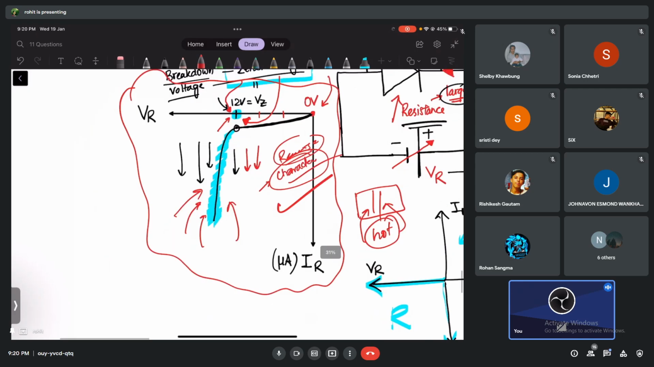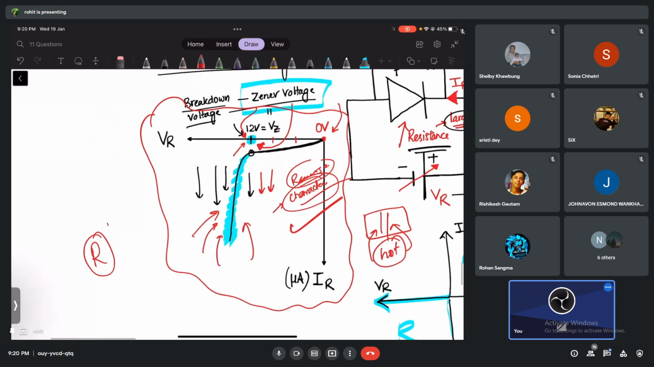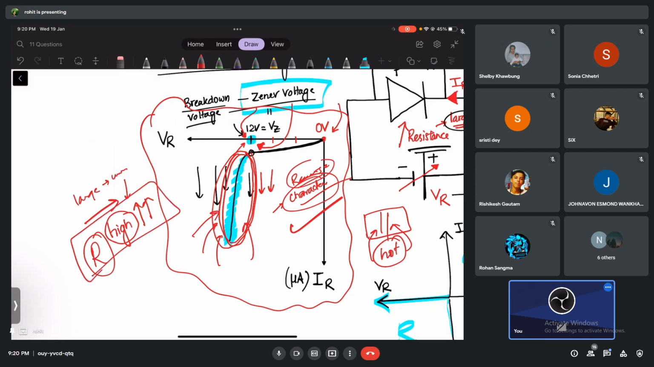Two reasons why it will become hot. Because what kind of resistance we have, guys, in reverse biasing? High or low? High. In reverse biasing, the resistance is very, very high, and if this large current keeps on passing through a high resistance, then the device is surely going to become what, guys? Very, very hot.